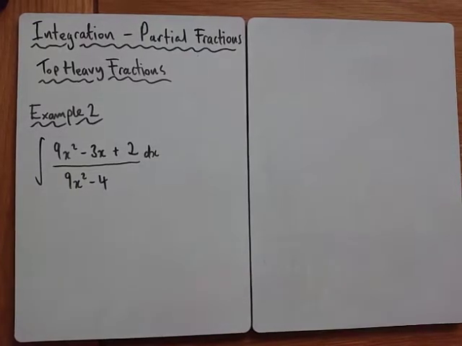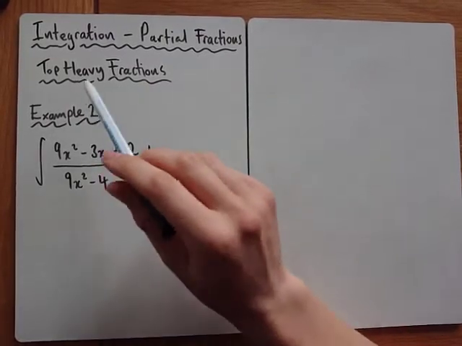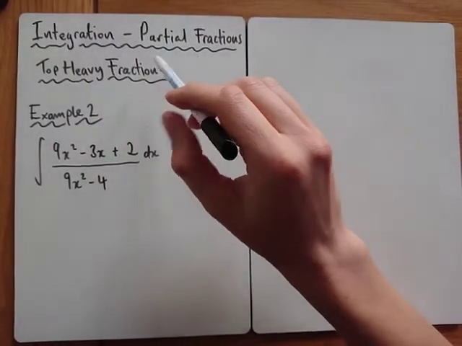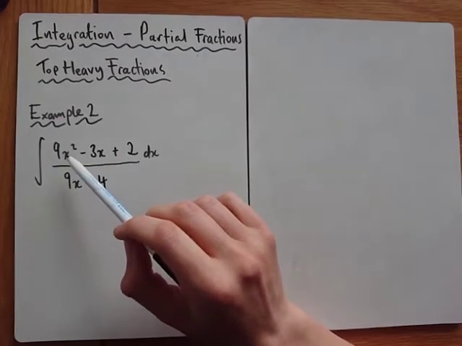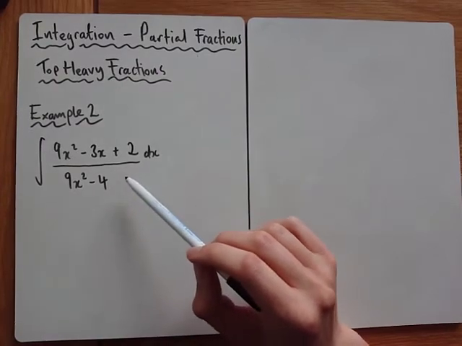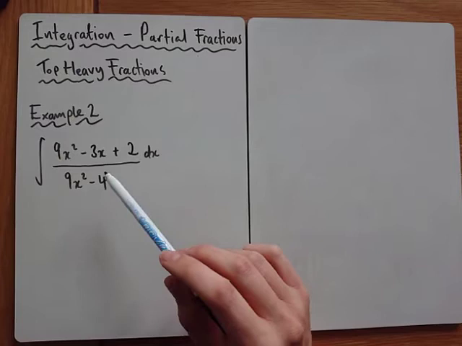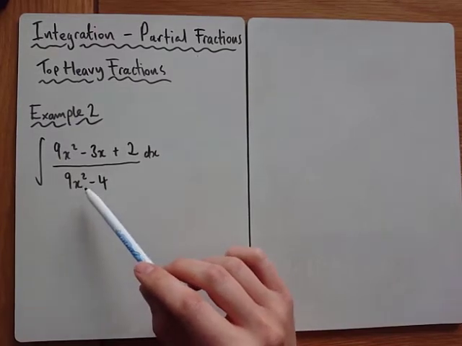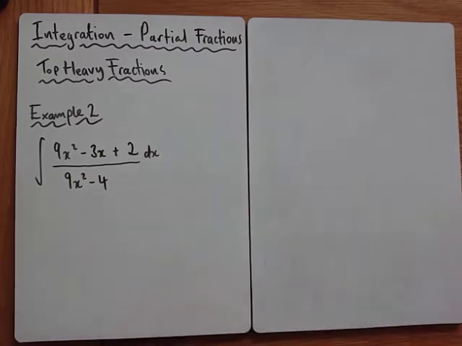In this video, we're going to look at two final examples on integration using partial fractions, particularly what I'm going to call top-heavy fractions. If you look at this first example, we've got a quadratic on the top, and there's also a quadratic on the bottom. So the form that we're going to need to write this one in, we're going to have to be really careful with. One thing to spot, the denominator is a difference of two squares.